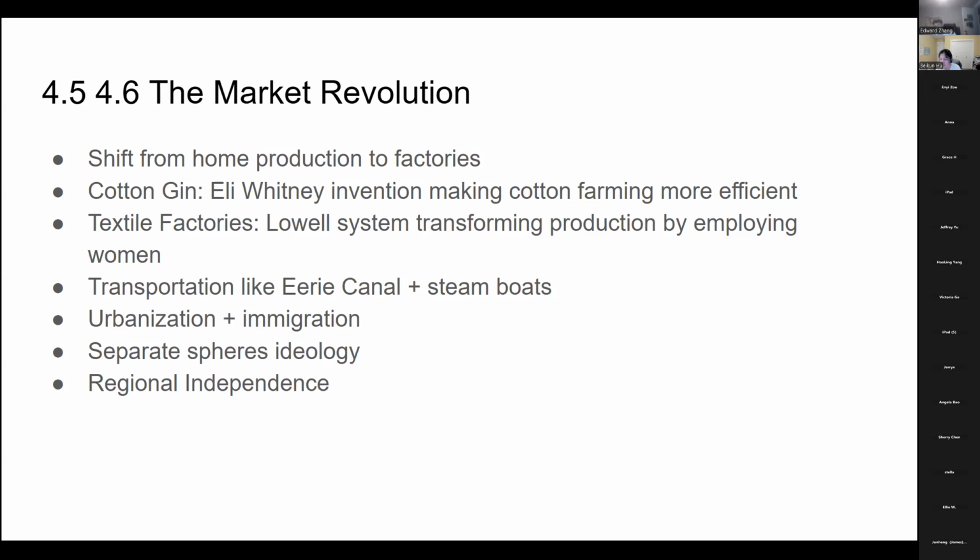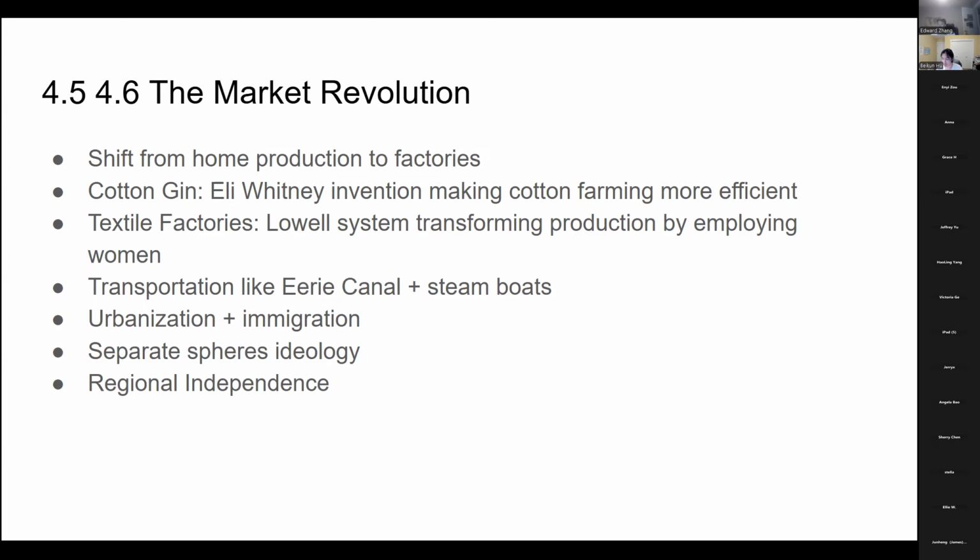And then also textile factories, right? Because it used to be cottage industries producing everything at home, and the Lowell system transformed production by employing a lot of women. And this led to more reform movements for them, right? And then new transportation like the Erie Canal and the steamboats made it much more efficient to transport and trade goods. And then urbanization and immigration also happened more at this time, right?